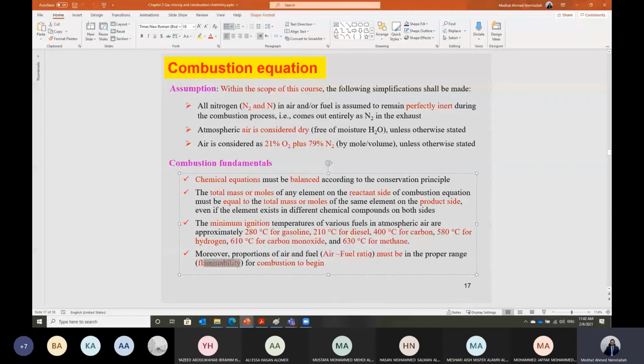Air to fuel ratio should be around the theoretical value, either higher or lower, but it should not be actually away from the theoretical value. Yes, Mustafa? About the minimum ignition temperature. Yes, if we have a temperature lower than 280 for gasoline, we cannot ignite it. Yes, we cannot ignite gasoline at a temperature lower than 280.